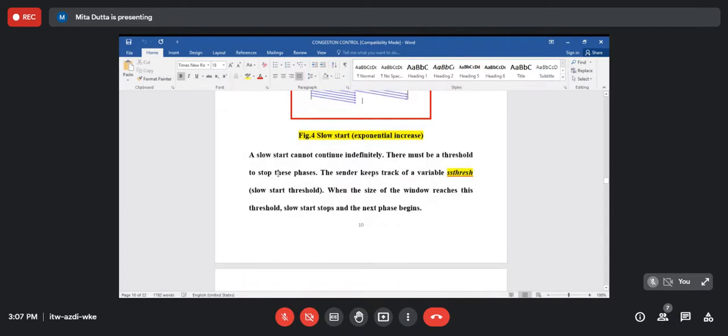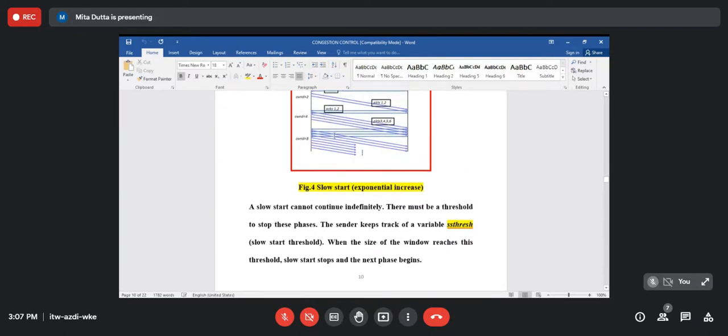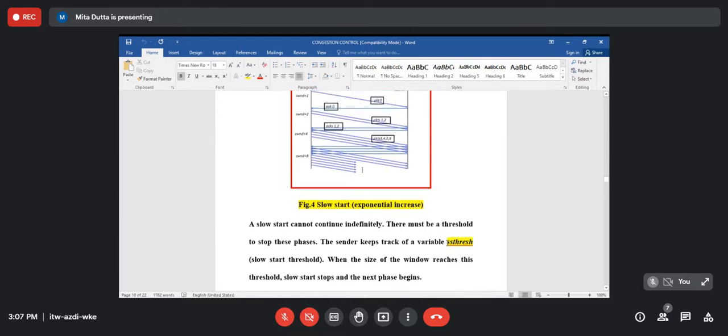Now, this slow start cannot continue indefinitely, because if the window size grows so fast, then at some time there must be congestion in the network. So we have to select a threshold level, which we call the slow start threshold, indicated as SS thresh. SS stands for slow start, and thresh for threshold.